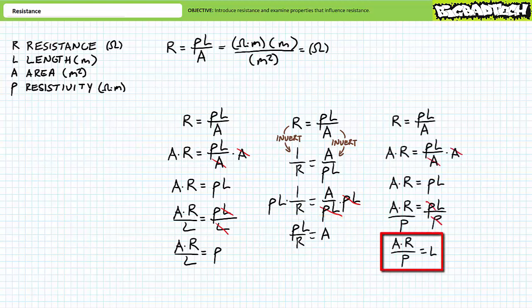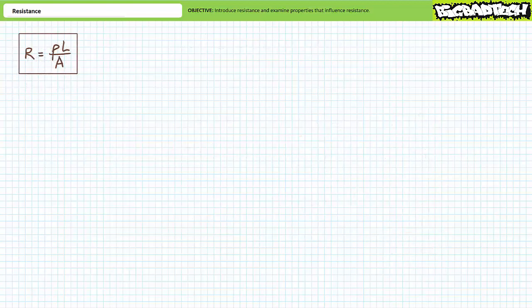Length equals area times resistance divided by resistivity. This permutation implies that if you're ever presented with an object of known resistance, known resistivity, and known area, one could determine its length. Now that you've had some exposure to this formula and its various algebraic permutations, let's make use of it to directly calculate the resistance of an object.